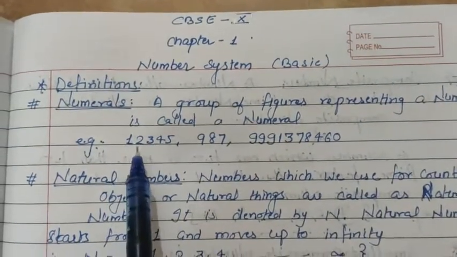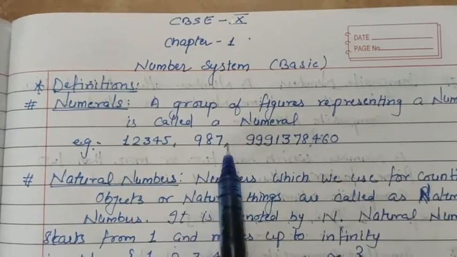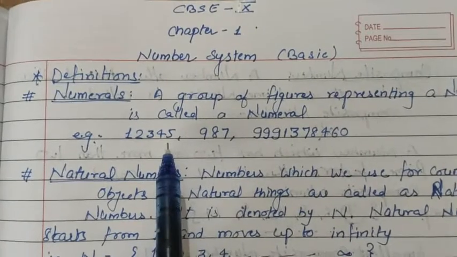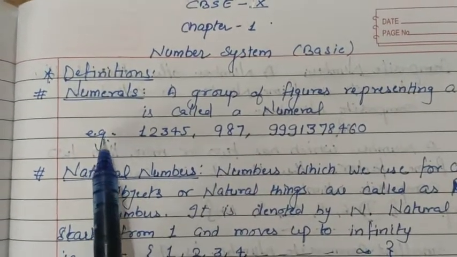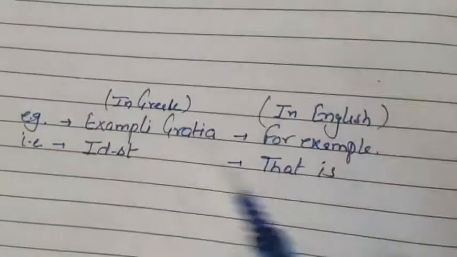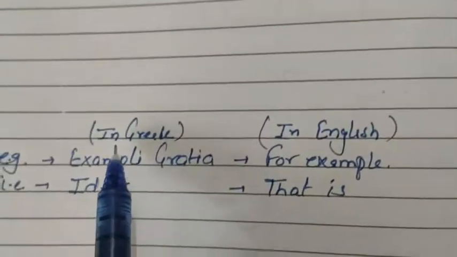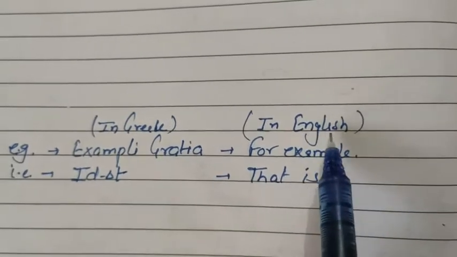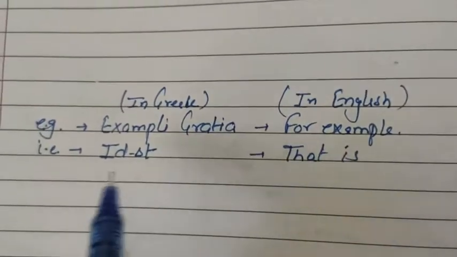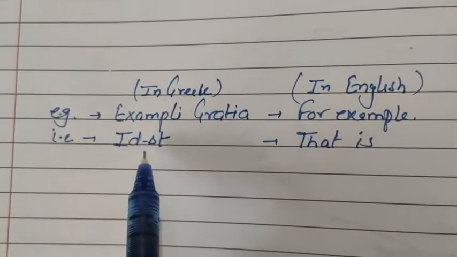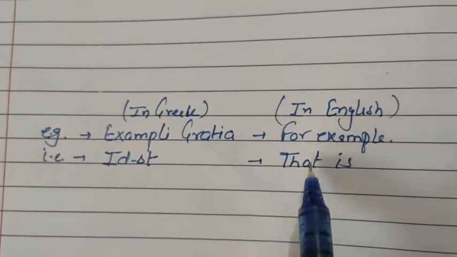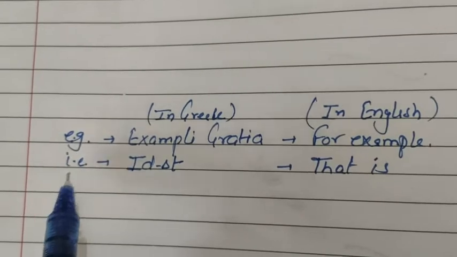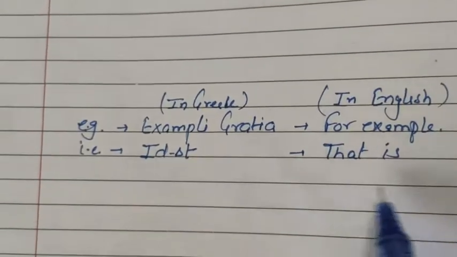For example, 1 2 3 4 5 9 8 7 999 1 3 7 8 4 6 0. All these are numerals. Here I used for example as e.g. This is a Latin phrase, exempli gratia, but in English this means for example. Similarly, i.e., this is id est, but in English this means that is. So we will use these two abbreviations regularly, so keep in mind.